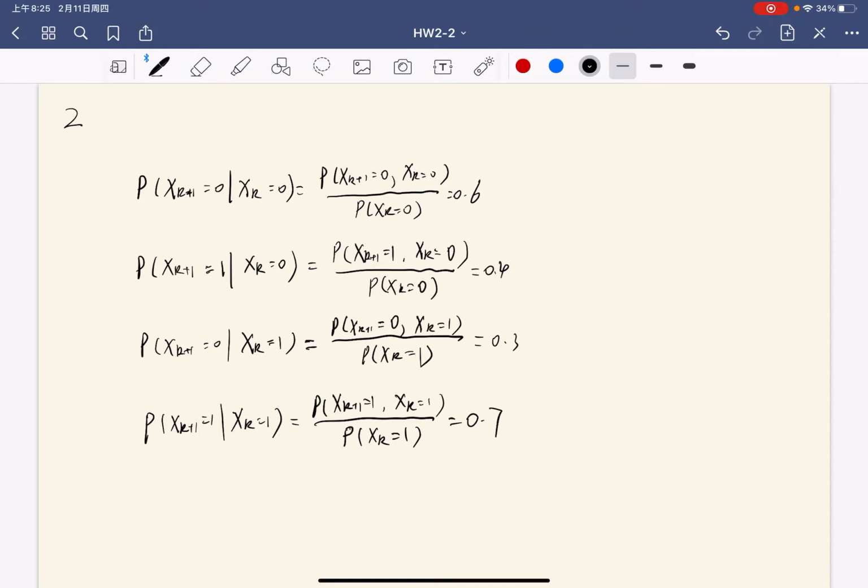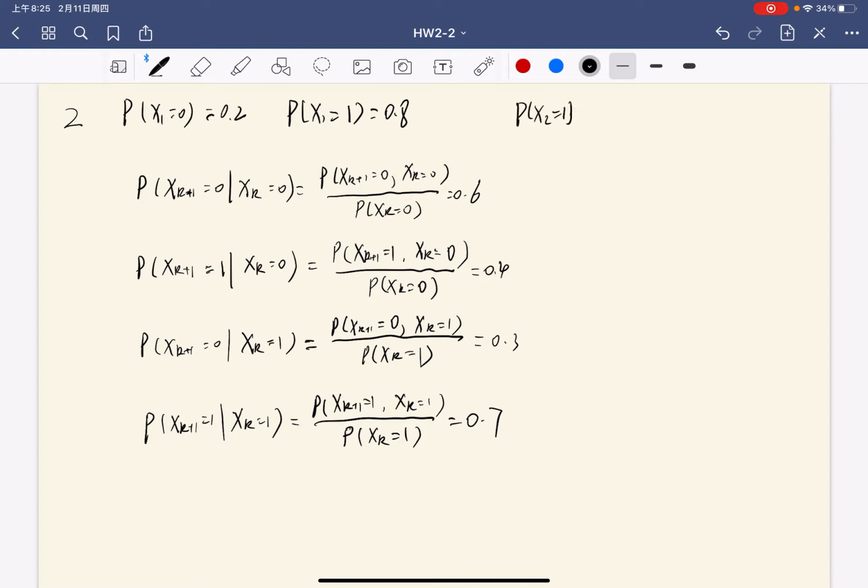In this question, we know from the statement that P(x1 = 0) is 0.2, and P(x1 = 1) is 0.8. So, in question A, we want to know the probability of P(x2 = 1).